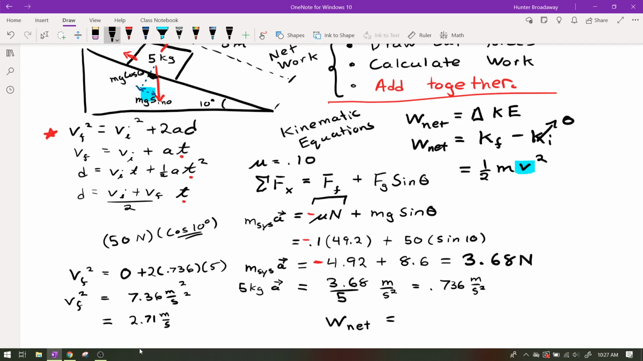Since it started with 0, that's going to be Kf minus Ki, but the Ki is 0. So the Kf is just 1/2, 5 kilograms times 2.71 squared, and that'll give us how much work was actually done going down this ramp, which is a number. In joules, yeah, it is a number that we should find. Half of 5 is 2.5. 2.5 times 2.71 squared is, I don't know. I really wish I had my calculator.